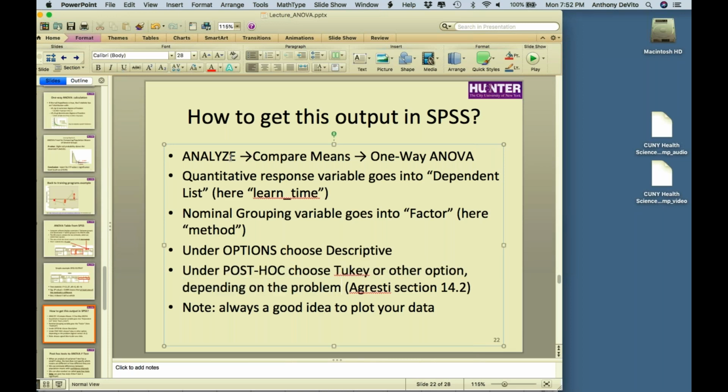Go back, analyze, compare means, one-way analysis of variance, and under post hoc, click off the test that you would like to do. I'd recommend you probably stick with Tukey or Bonferroni for now.